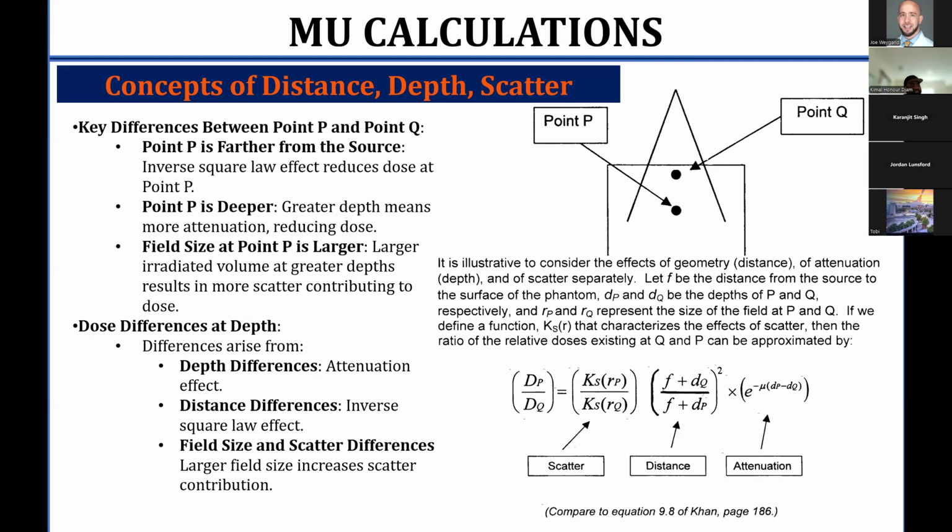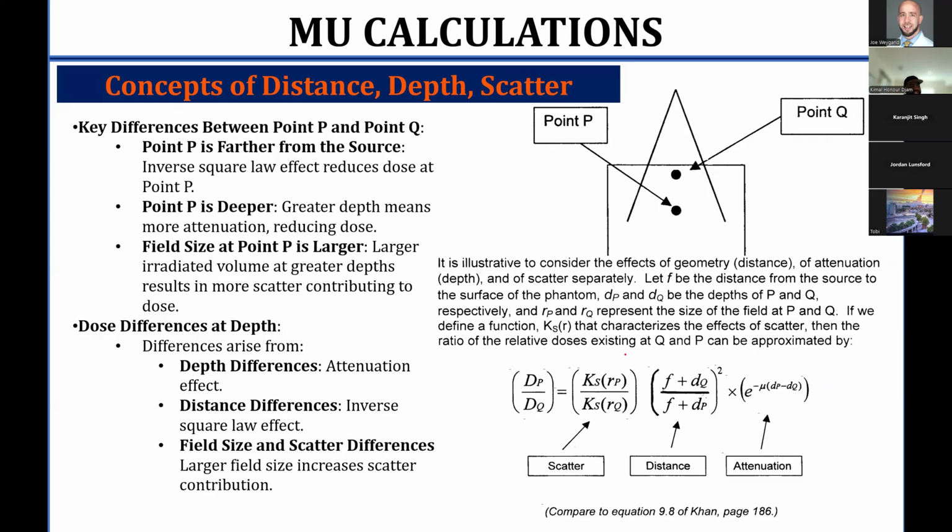And so if we want to compare, I like this diagram. Let's look at the differences between two points, point P and point Q. The very first thing we notice is that point P is further away from the source than point Q. What that means is that per the inverse square law, the radiation intensity decreases proportionately to the square of the distance from the source, which means that since point P is further away from the source, it receives less radiation intensity. Now, point P itself is deeper, which implies that the attenuation at point P is significantly different from the attenuation at point Q. And the field size at point P is larger than the field size at point Q, which implies that the scatter radiation at P is greater than the scatter radiation at point Q.